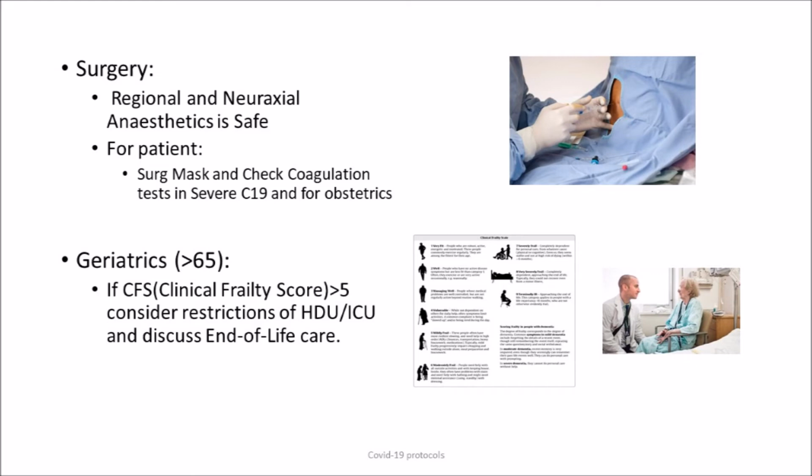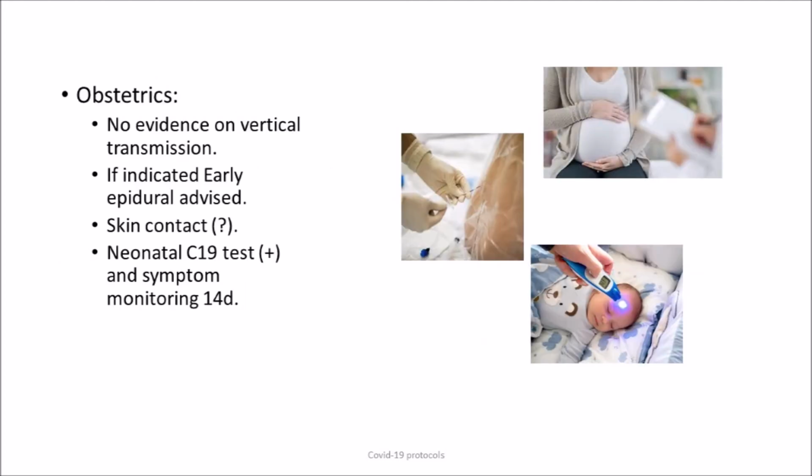In those over 65, check clinical frailty score. Be cautious about its shortcomings, including patients with disabilities and difficulties in communication. If CFS is more than 5, discuss the end-of-life care and the possibility of struggle for post-operative HDU and ICU availability, and then come to a joint decision.